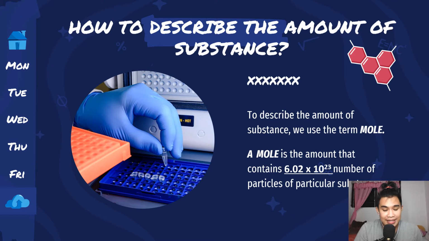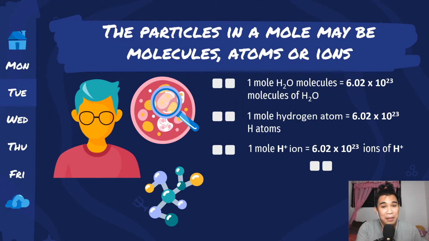When we say a mole, that is the amount that contains 6.02 times 10 raised to the 23rd power number of particles of a particular substance. So what do those particles mean? Those particles in a mole may be classified as molecules, atoms, or ions. So here, the particles in a mole may be molecules, atoms, or ions.